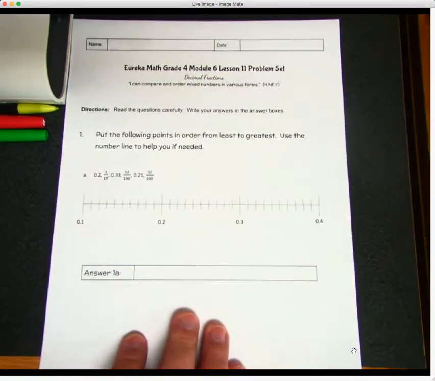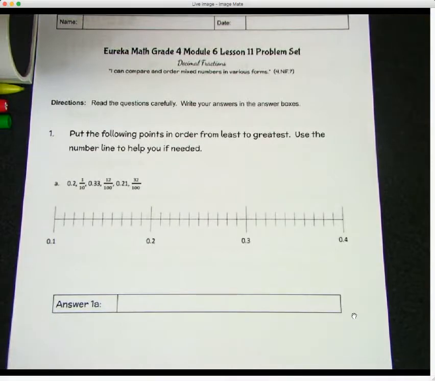All right, well, it's time to get back to math. TCAPs are over, so we're ready to get on the roll. We are looking at lesson 11 from Module 6.